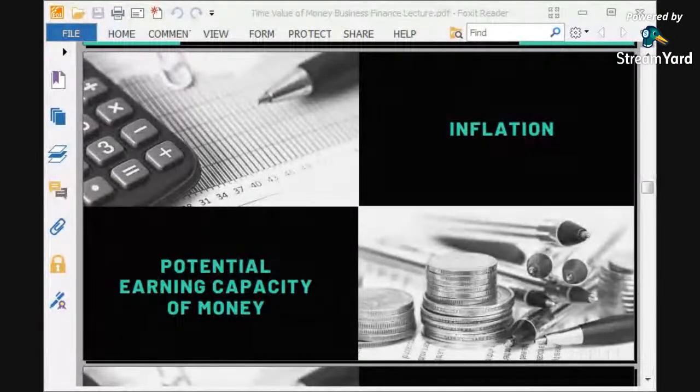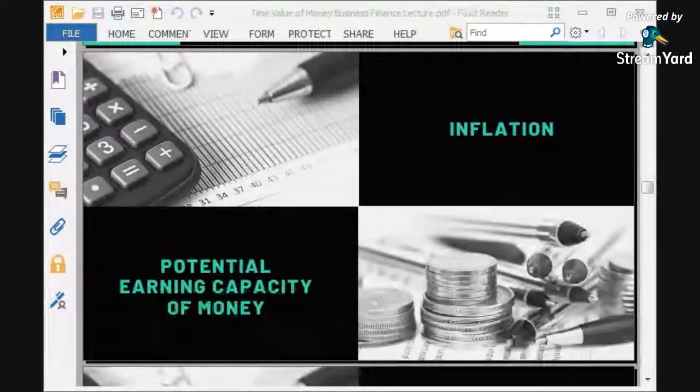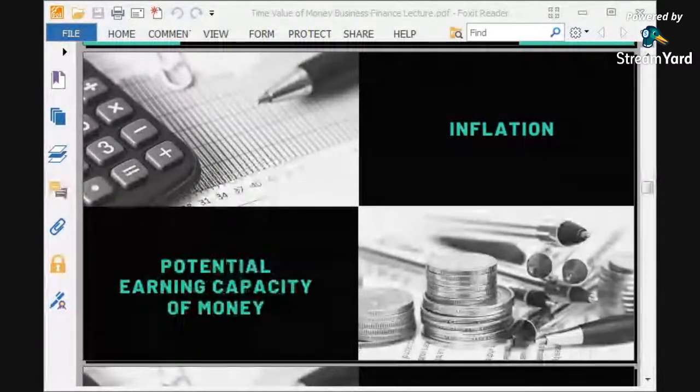And once nagkaroon ng inflation, no, it also impact, no, the cost of living natin. Okay? Kapag tumaas ang inflation rate, our cost of living also gets higher as well. Okay? Dahil tumataas na ang presyo ng mga bilihin, tataas na rin ang needs natin for a higher value of money. Okay? So the other reason why the value of money changes, no, aside from the inflation, is its potential earning capacity of money. No? The potential earning capacity of money.